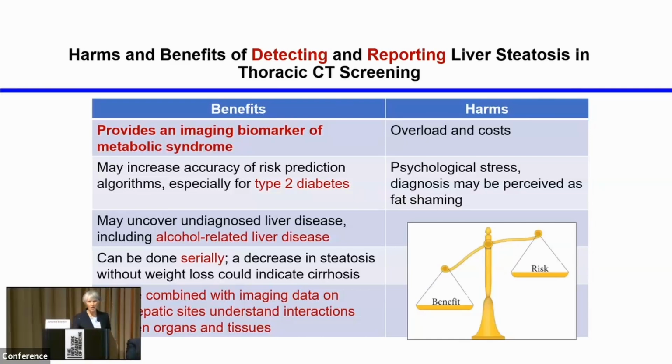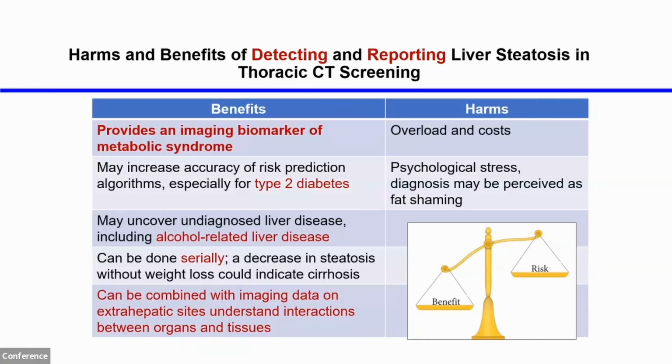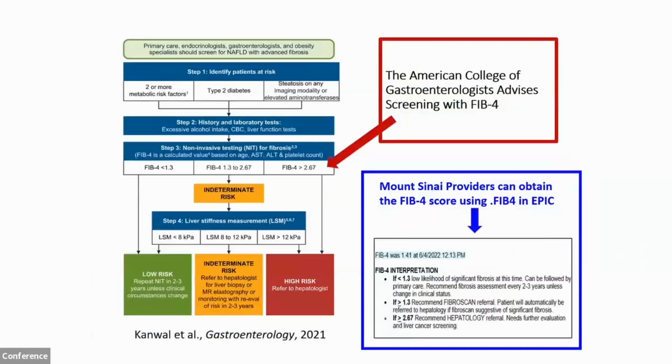I'm over time. So just to quickly emphasize some of the risks and harms that we can talk about as part of the discussion, my bottom line is that I think this is going to be an imaging biomarker of metabolic syndrome, potentially useful as a predictor of diabetes, and for finding alcohol. The fact that we can have serial data will help us better define the natural history and look at interactions between organ systems.